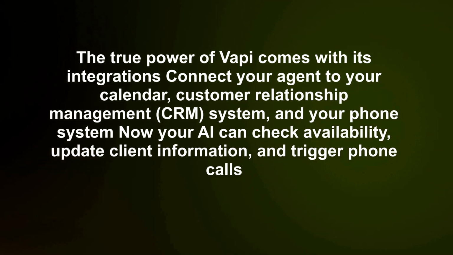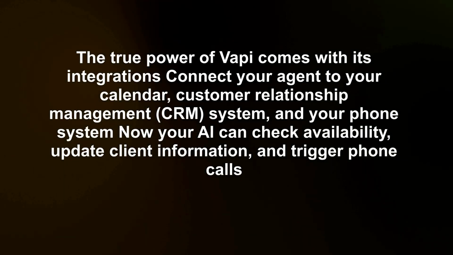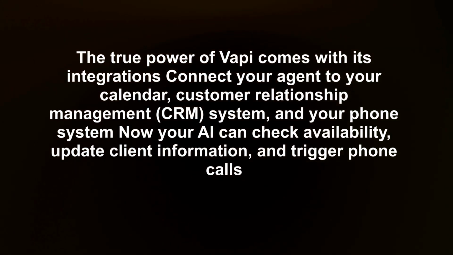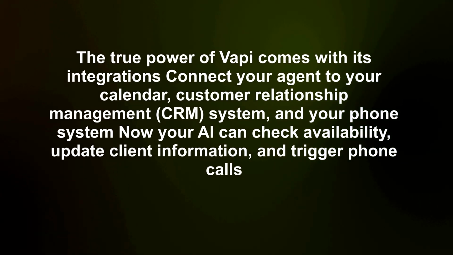The true power of Vapi comes with its integrations. Connect your agent to your calendar, customer relationship management (CRM) system, and your phone system. Now your AI can check availability, update client information, and trigger phone calls.